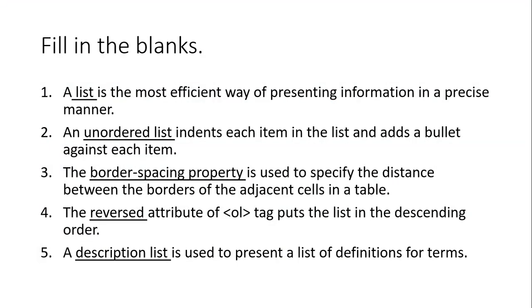Dash is the most efficient way of presenting information in a precise manner. It should be list. Dash indents each item in the list and adds a bullet against each item, that is unordered list. The dash is used to specify the distance between the borders of the adjacent cells in a table, that is the border-spacing property.